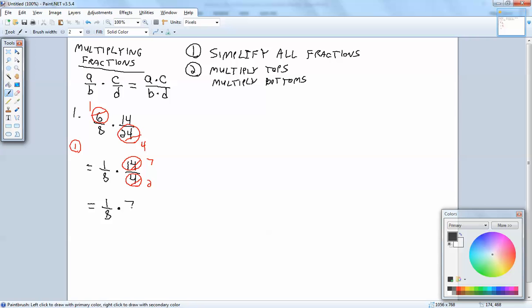Which gives us 1/8 times 7/2. Now it looks like I can work with the 8 and the 2, but they're both on the bottom. Our guideline is one's on top, one's on the bottom. And so that's as much simplifying as we can do. So then step 2, you want to multiply your top parts together. 1 times 7 is 7. And multiply your bottom parts together. 8 times 2 is 16. So that'd be your answer.